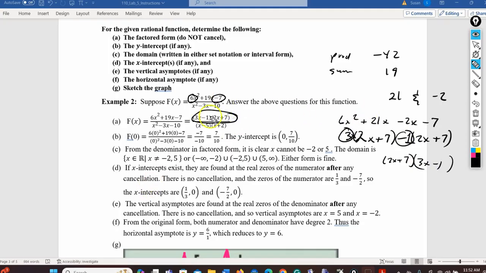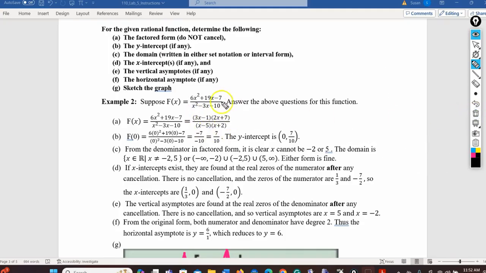Okay, so that part is a review of Math 100 factoring. And really, I took up a lot of time in this video doing something that you should already know how to do. So that is the factored form. There is no cancellation, and if there was cancellation, you wouldn't make it.